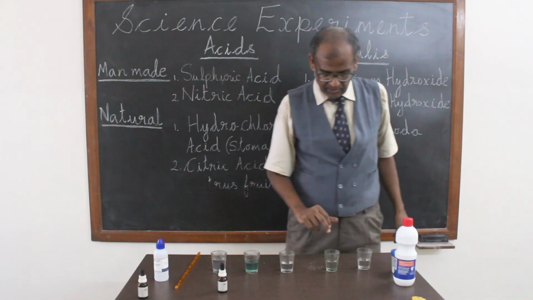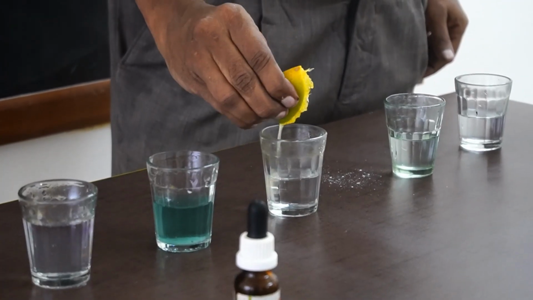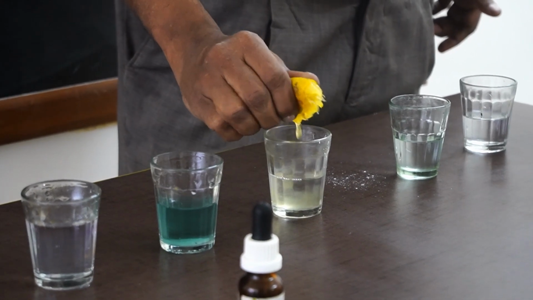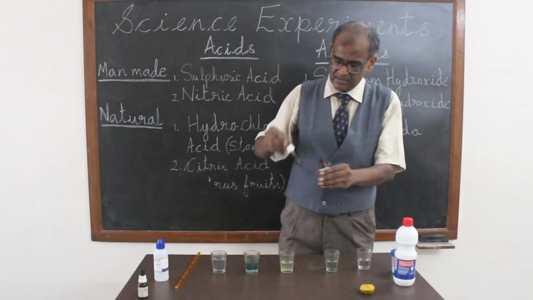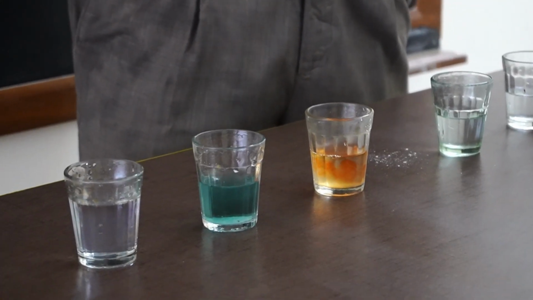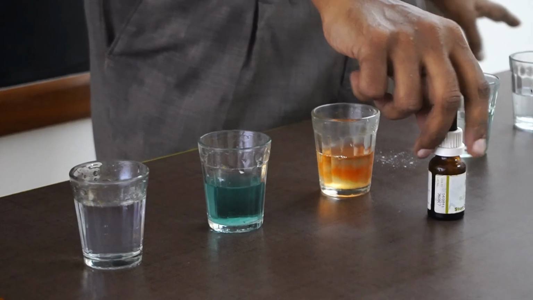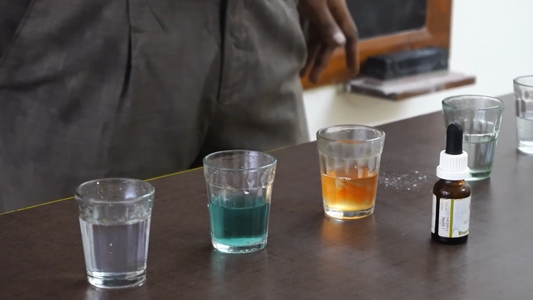Lastly, this is water. Let us pour some lemon juice into this. Indicator into this. This has become red. That means lemon juice is acidic in character. So this is how we can identify substances at home.